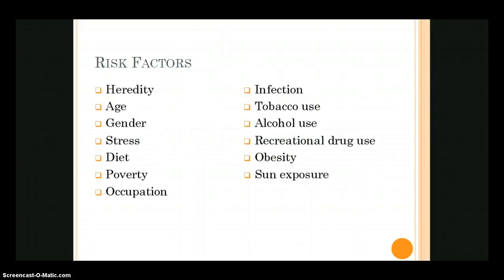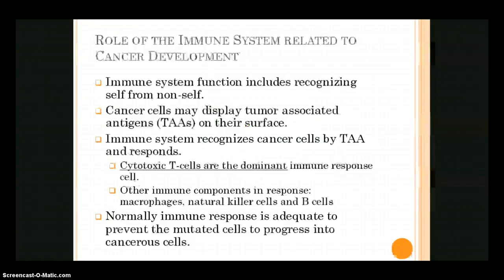The immune system itself, we've talked about that in the previous section earlier in the semester. So we know that the immune system plays a role in recognizing and taking care of tumors.